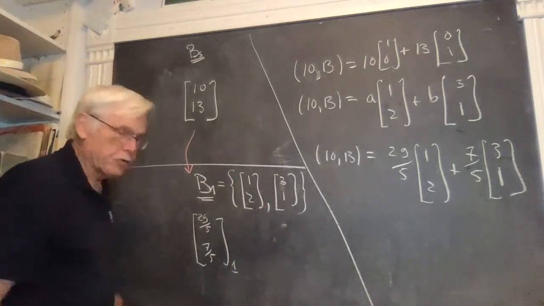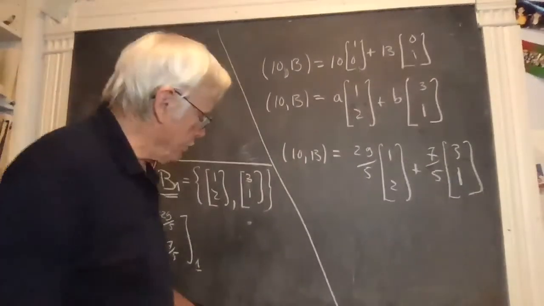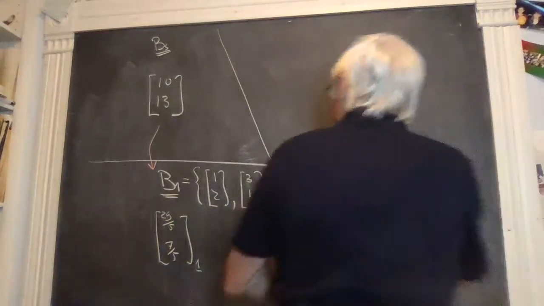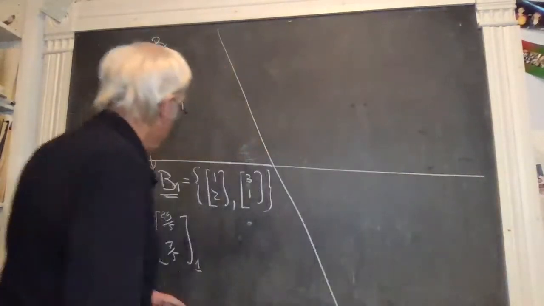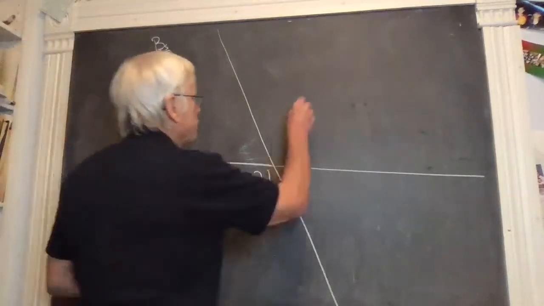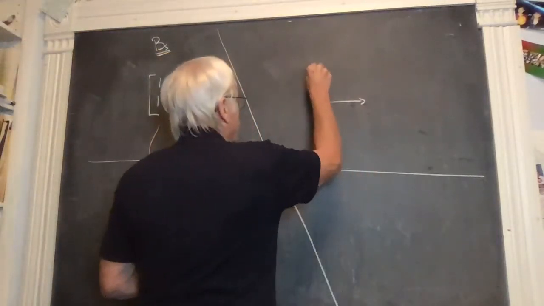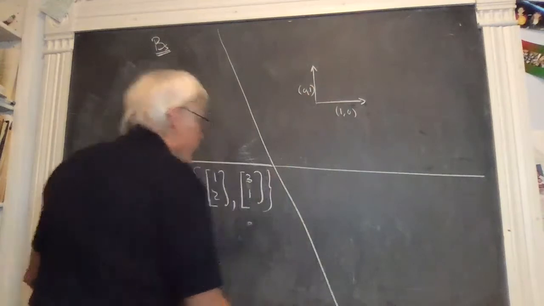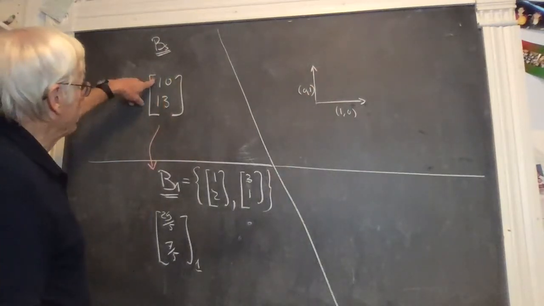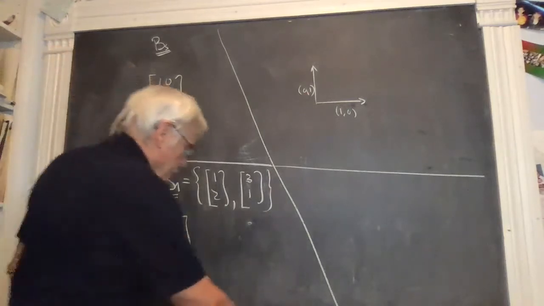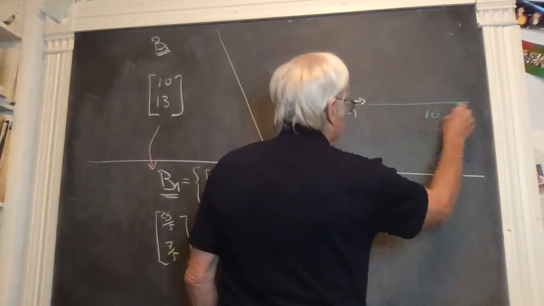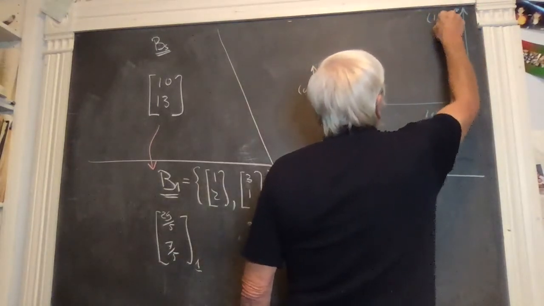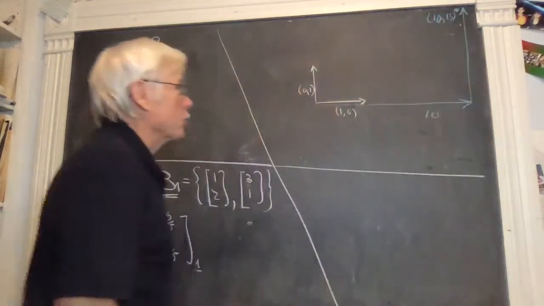Now, when thinking this way, it is good not to think numerically, but in terms of the geometry of it. So again, above the line is the standard speaker, and they have the two standard directions, (1, 0) and (0, 1). When we say in standard language (10, 13), it means you go 10 units this direction, and then you go 13 units in this direction, and you get to the position (10, 13). Maybe I should have picked smaller numbers.